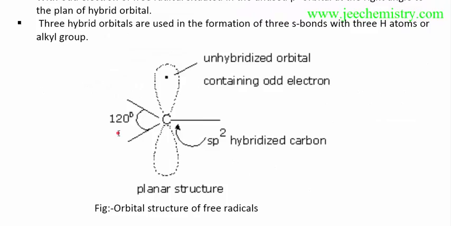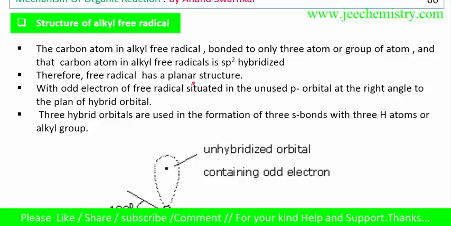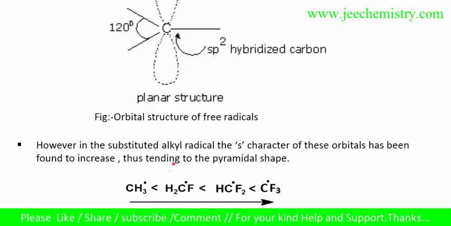This is the structure of a free radical. This is a planar structure, sp2 hybridized. The hybrid orbitals contain odd electrons. I have already written the structure of radicals. The carbon atom in free radicals is bonded with only 3 atoms or groups of atoms, and the carbon atom in an alkyl free radical is sp2 hybridized. I have already explained. Therefore, the free radical has a planar structure with the odd electron situated in an unused p orbital at a right angle to the plane of the hybrid orbitals. The 3 hybrid orbitals are used in the formation of 3 sigma bonds with the 3 H atoms in the alkyl group. In this way, the orbital structure of the free radical is explained.